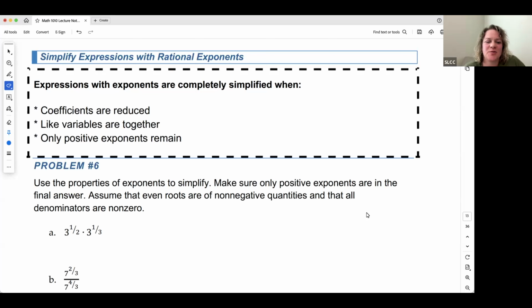How do I simplify expressions with rational exponents? I like to think about it as one piece at a time: your numbers and each letter individually. Use the properties of exponents that you already know, clean it up, and then put them back together. All right, let's look at number 6.